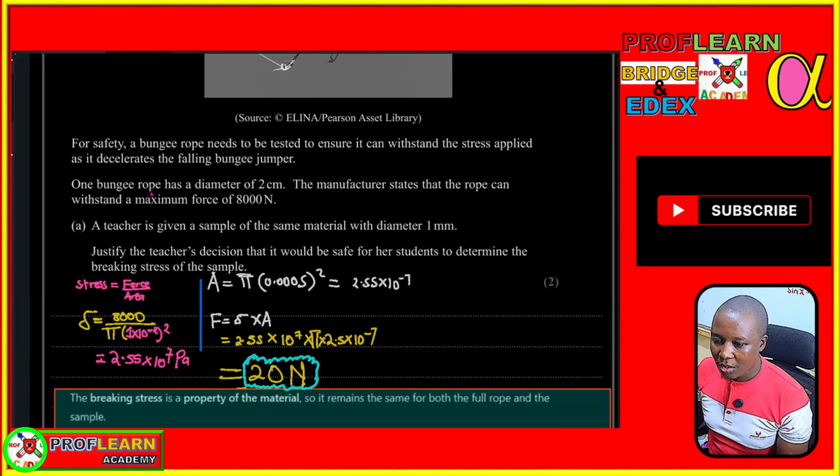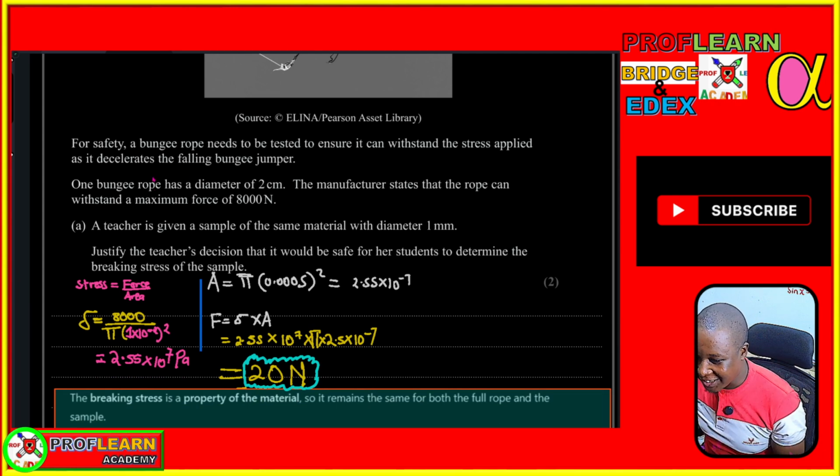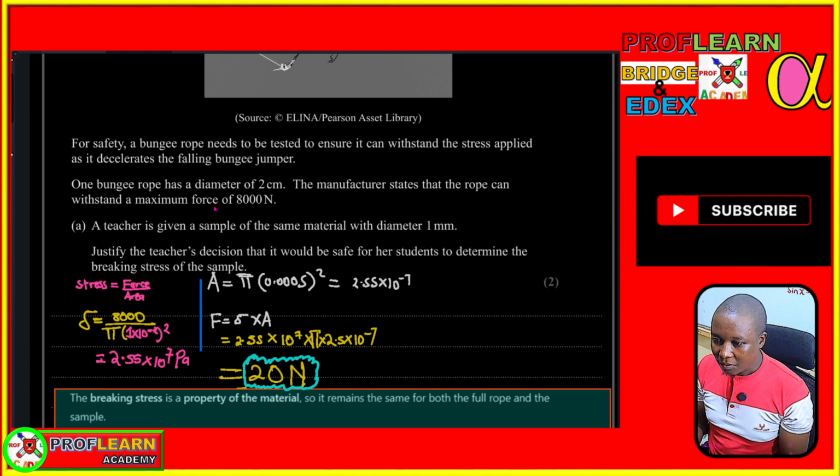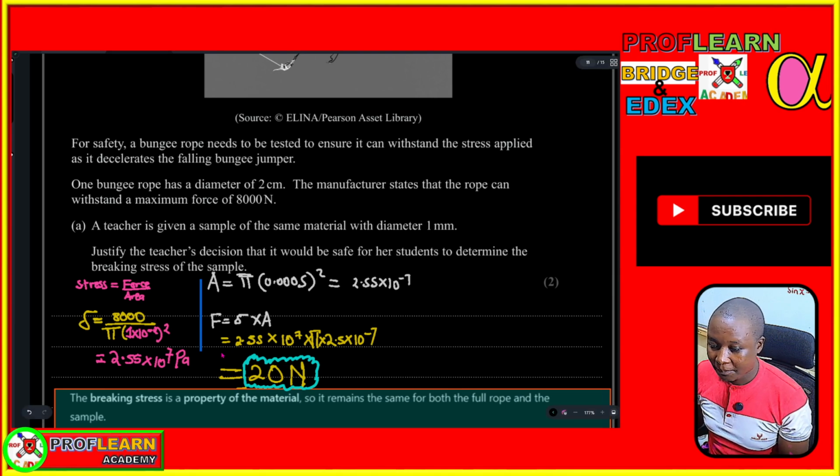One of the bungee ropes, okay, I don't know how we can best pronounce this. It depends where you come from. The manufacturer states that the rope can withstand a maximum force of 8,000 newtons for it to break. It can withstand 8,000.